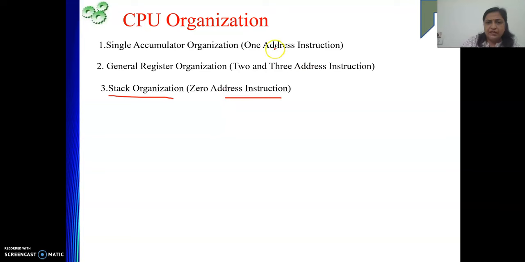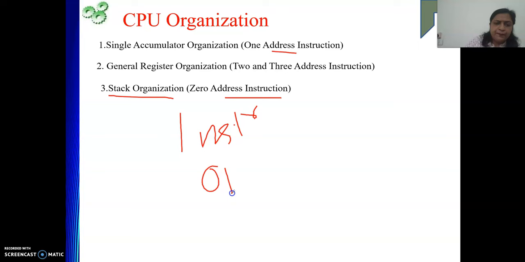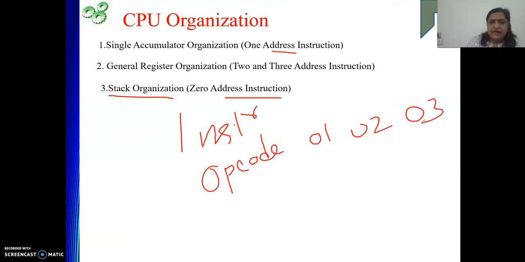See, the meaning of one address, two address, three address is how many operands we have in our instruction. Hope you remember what an instruction is. An instruction consists of opcode and operands. If there is only one operand, it is one address. If two operands, two address. Three operands means three address instruction. And if there is nothing, that means it is a zero address instruction, right?